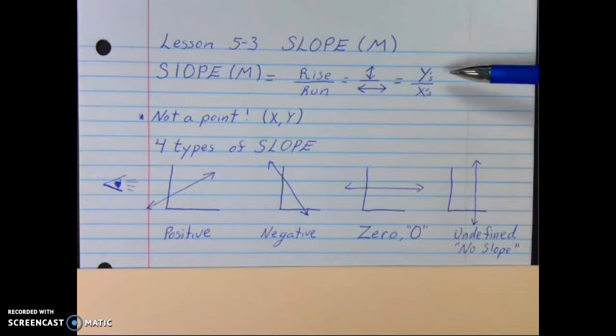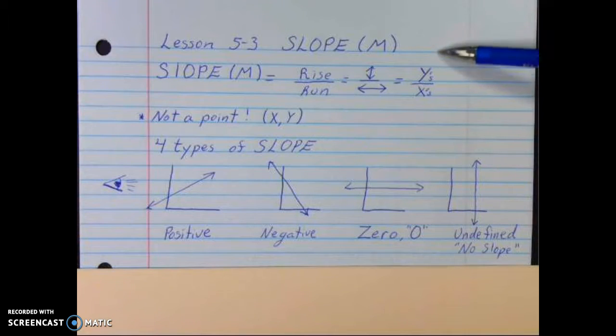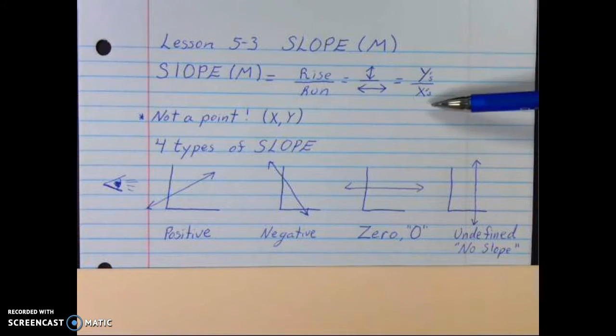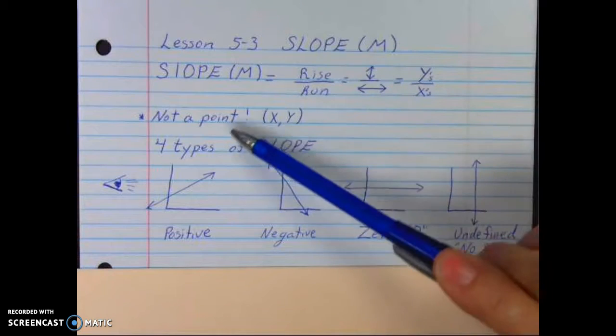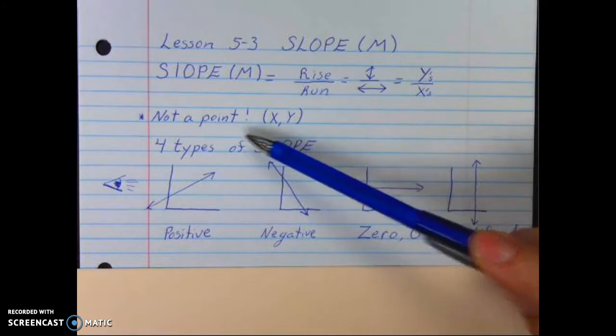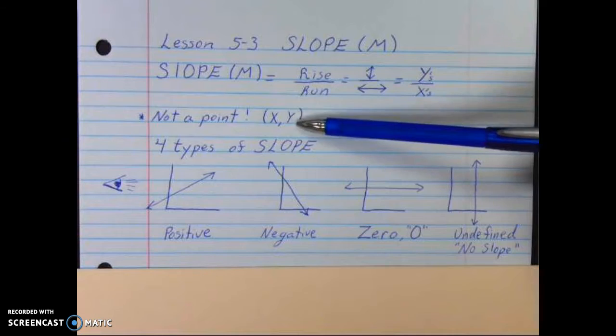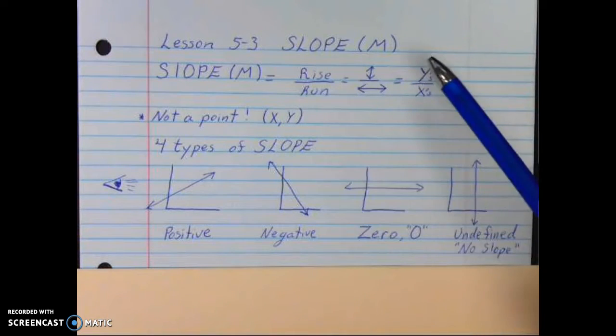But on a graph, remember, the axis that goes up and down is the y, so it's the y's over the x's, because the x-axis goes side to side. So it's y over x, and just a little quick point: slope, even though it has x's and y's and it uses two numbers, is not a point. It's not a point on a graph. That's an ordered pair. So there is a difference between this and that.